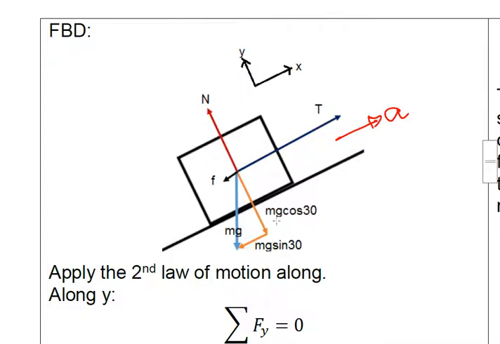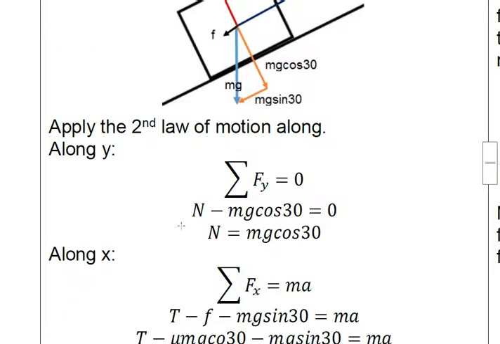So you have here mg cosine 30, then applying along y, you have the normal force minus mg cosine 30 equal to 0. Then the normal force is mg cosine 30. We're going to use this later to compute the frictional force. We may choose this to be equation 1, or if you have lots of equations, you may have equations 1, 2, and 3, or you may not name this one. Anyway, all of this is given, to be computed.